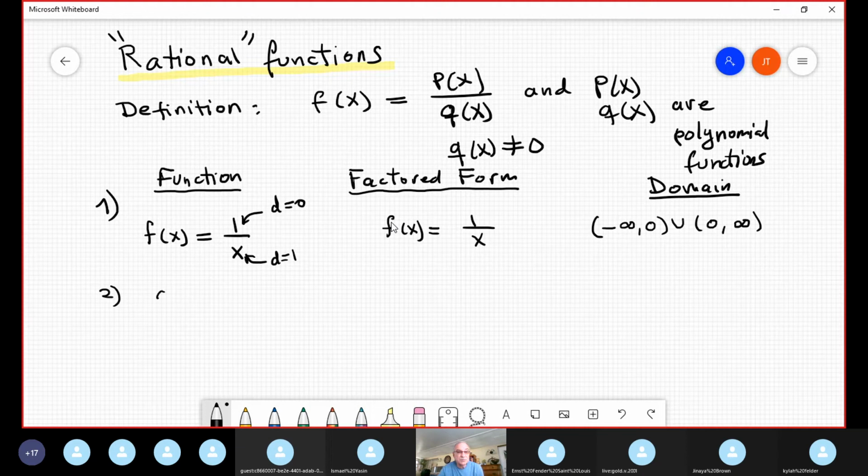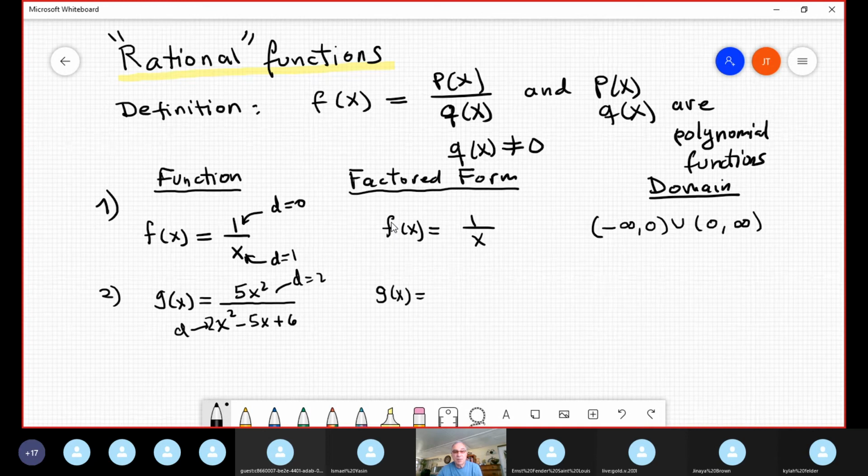Second, I suppose, is more interesting. It is g of x equal 5x squared divided by x squared minus 5x plus 6. Okay, it's given like that. Polynomial degree 2, polynomial degree 2. And g of x in factor form. Well, in the top we have a monomial, and the monomial stays the same. But in the bottom, no, we have a trinomial.